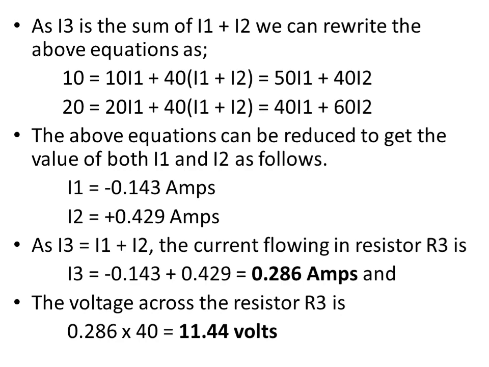I1 is equal to minus 0.143 amps and I2 is equal to 0.429 amps. As I3 is equal to I1 plus I2, the current flowing in resistor R3, I3, is equal to minus 0.143 plus 0.429, that is equal to 0.286 amps. The voltage across the resistor R3 is equal to 0.286 into R3, that is 40, which is equal to 11.44 volts.